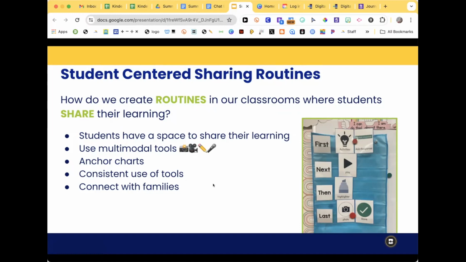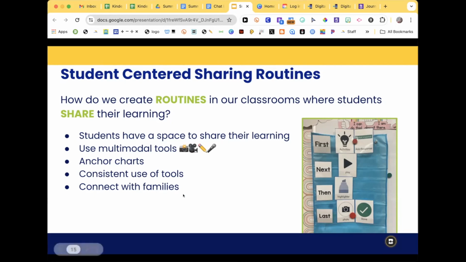So if we want students to be empowered to share, that means consistent use of tools, and that doesn't have to mean every day, it just means consistent. Maybe they're posting once a week, and that's fine. Maybe they're in Canva once a week, or they get to work on Pixton every Friday. It doesn't really matter how much that time is, as long as it's consistent and they're in it over that period of time so that they know how to use those tools.